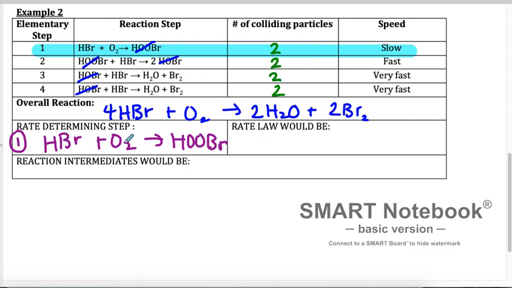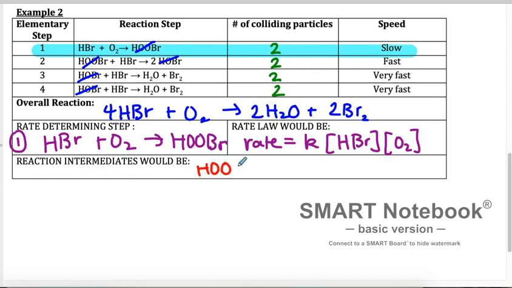So the rate law is dependent on this reaction alone. The rate is dependent on the reactants here. So the rate is equal to rate constant k multiplied by the concentration of hydrogen bromide multiplied by the concentration of oxygen. For this reaction, it's all 1 to 1 to 1, so the exponents here are understood as 1. The reaction intermediates are the species that you crossed out. So we crossed out HOOBr as well as HOBr.